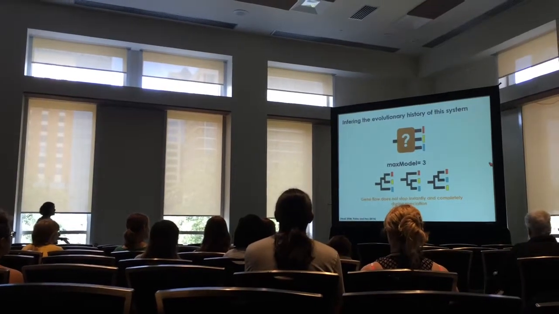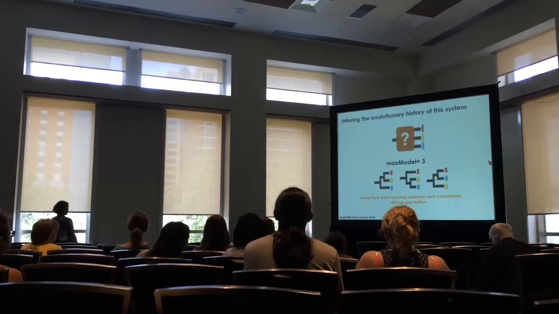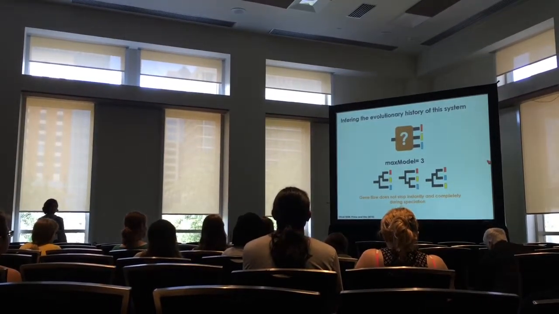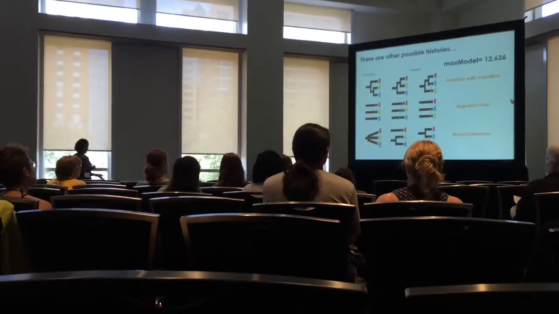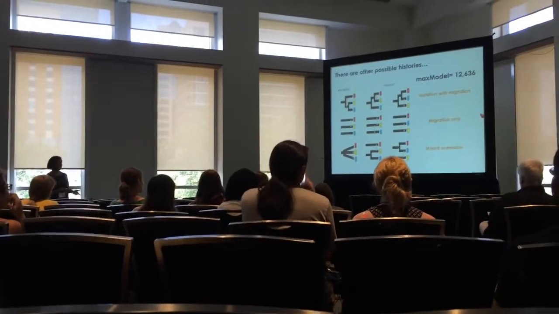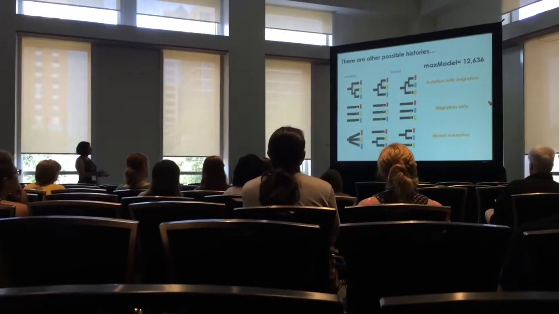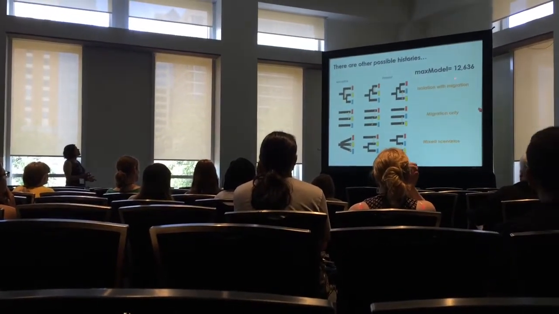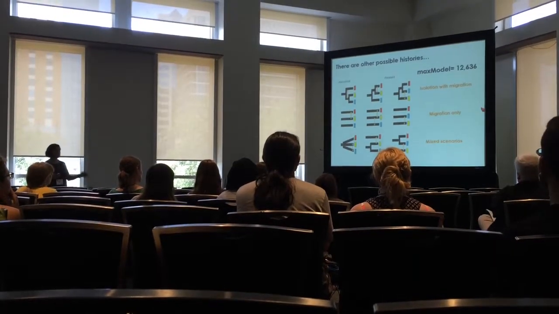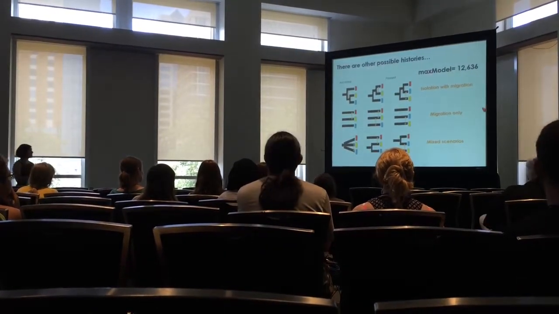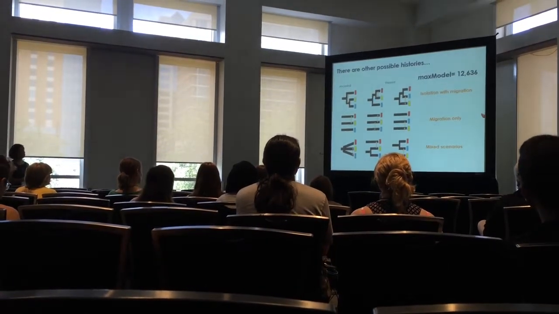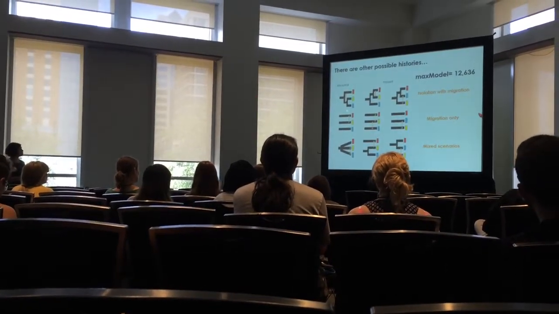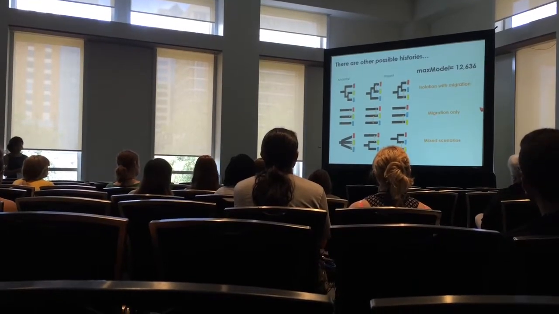Even though many species concepts make this assumption, for example the biological species concept. When gene flow is taken into account, we have other possible options. For example, here we have 12,000 possible models, and these models can be categorized as isolation with migration, migration only, or mixed scenarios. And migration may have occurred between ancestral or present populations.